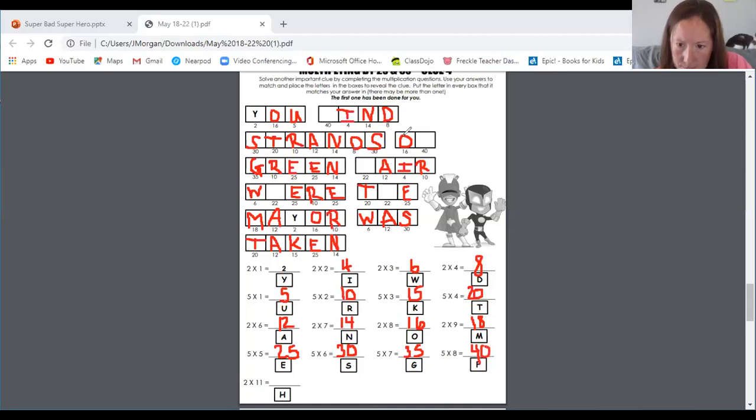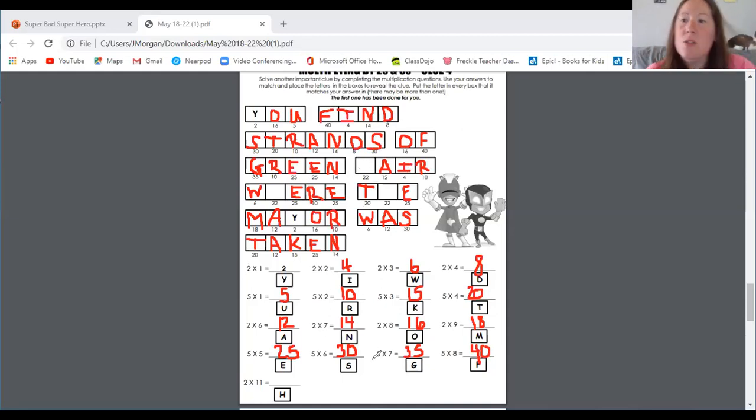And every time we see the number 40, we are going to write the letter F. So let's get going. F, you find strands of, oh, I'm starting to read it. I'm looking for 40. That's it.